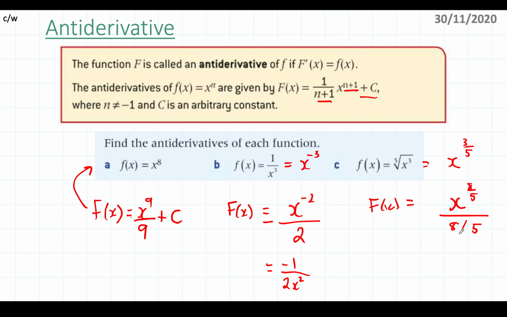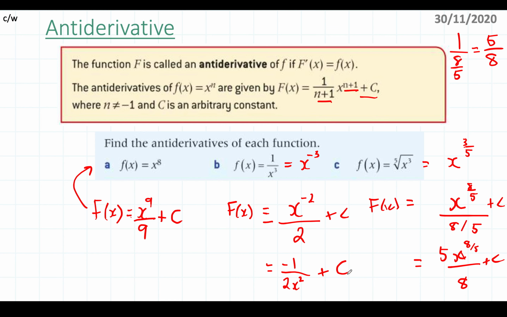Now, dividing by a fraction is very odd, but just remember that if I'm dividing by 8 over 5, it's the same as saying 5 over 8, and that's something you'd learn all the way back in middle school, elementary school. So this would actually be 5x to the power of 8 over 5, all over 8. So just to rewrite this, whenever you're dividing by a fraction, just reciprocate the fraction. And then we don't forget the plus c, in here as well.